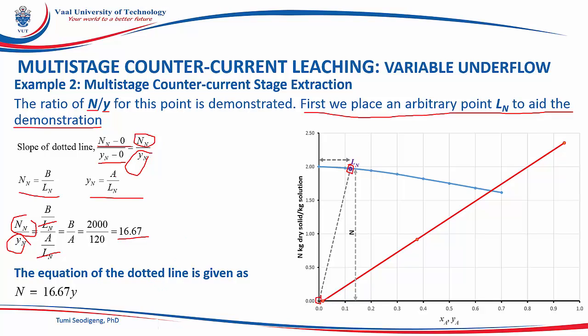Then, since we know this line is passing through the origin, the y-intercept is 0. So the equation of this dotted line can now be given as N equals mx, or in this case, N equals slope multiplied by y.